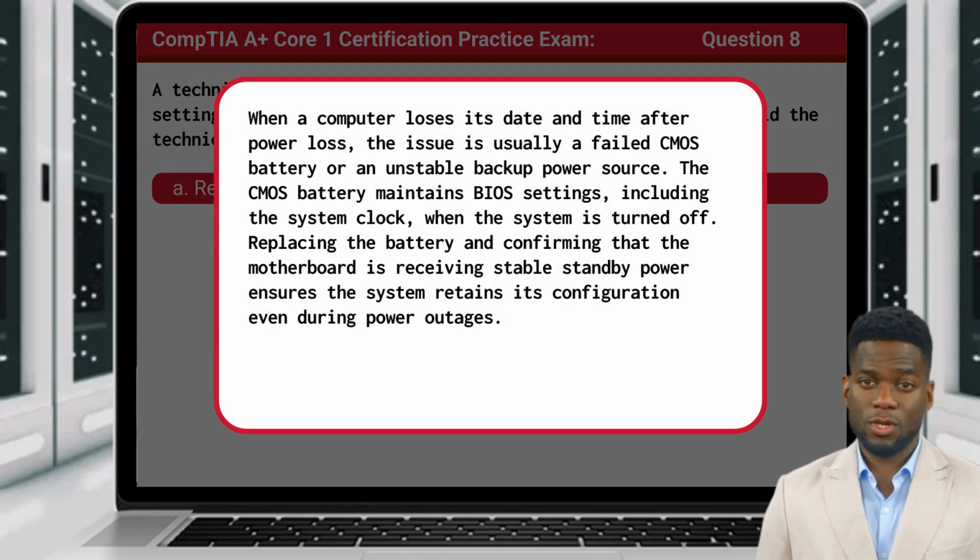When a computer loses its date and time after power loss, the issue is usually a failed CMOS battery or an unstable backup power source. The CMOS battery maintains BIOS settings, including the system clock, when the system is turned off. Replacing the battery and confirming that the motherboard is receiving stable standby power ensures the system retains its configuration even during power outages.